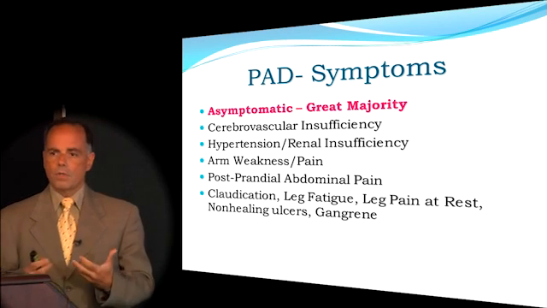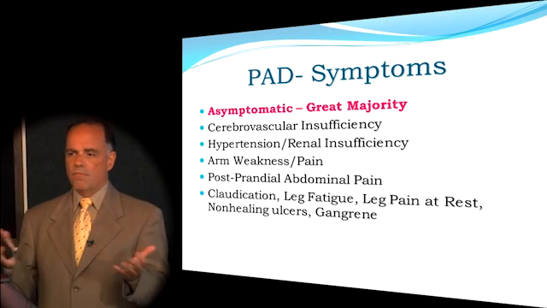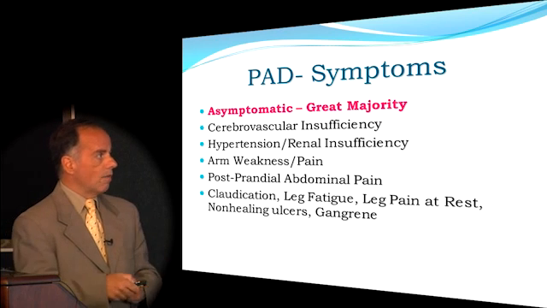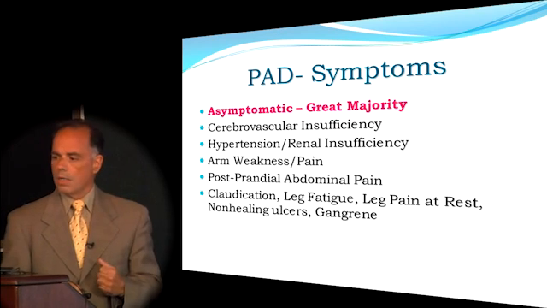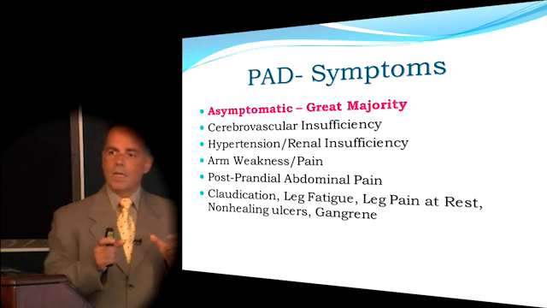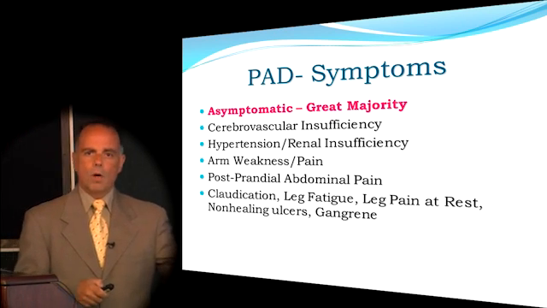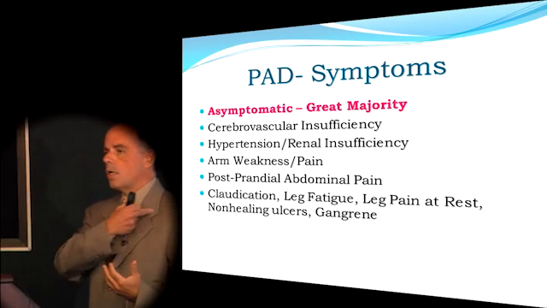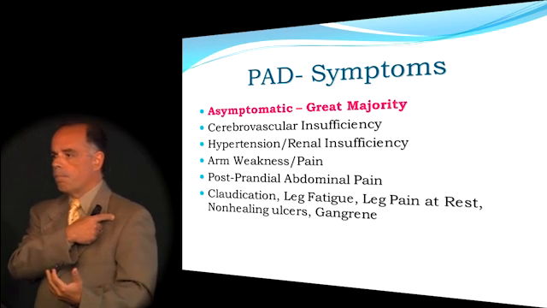You can have plaques in your arteries, in your kidneys, or in your arms, or in your legs, or in your aorta, and you feel perfectly fine. Other symptoms, if it gets more severe, you can have cerebrovascular problems, like brain problems, clogged arteries in the carotids going to the brain. You could present with hypertension or kidney problems because of kidney artery blockages. You can present with arm weakness or arm pain, and that can be associated with a blocked artery going down to the arm. That's called the subclavian artery.